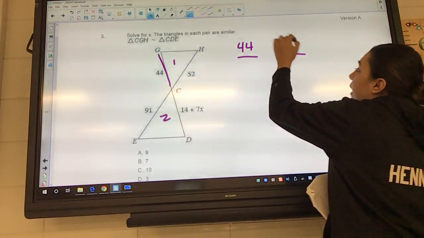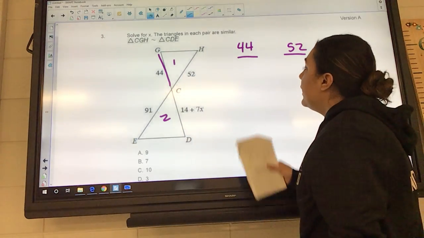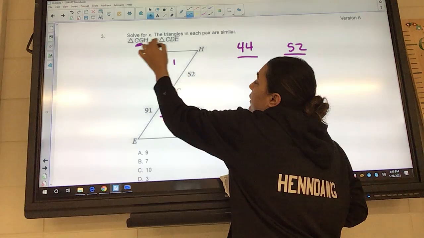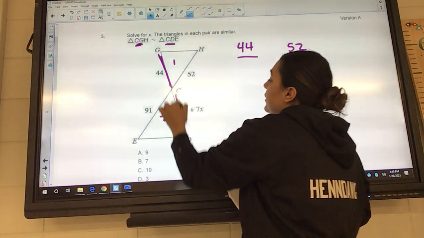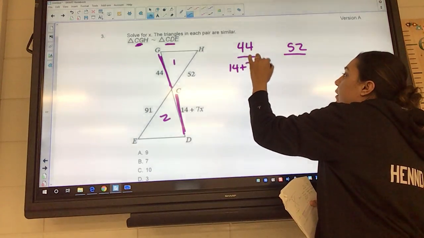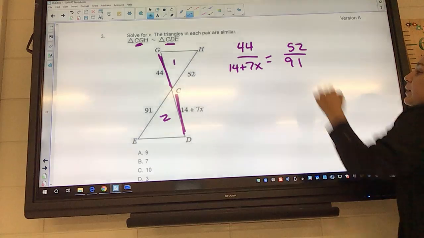And for the other side, because they have to go in both on the top, triangle 1 is 52. Now I just need to figure out what matches up to GC. Well, GC is right here, so it's going to be CD. So this one needs to go under the 44, so 14 plus 7x. And then this side is going to get 91.